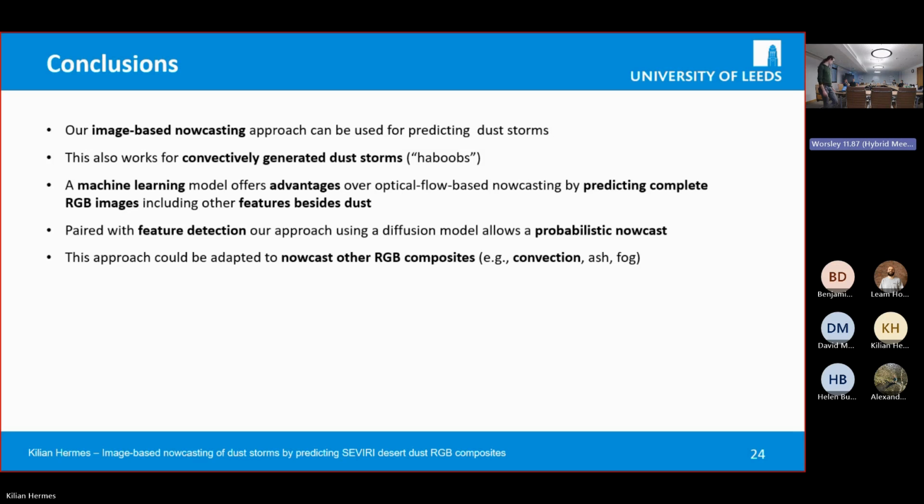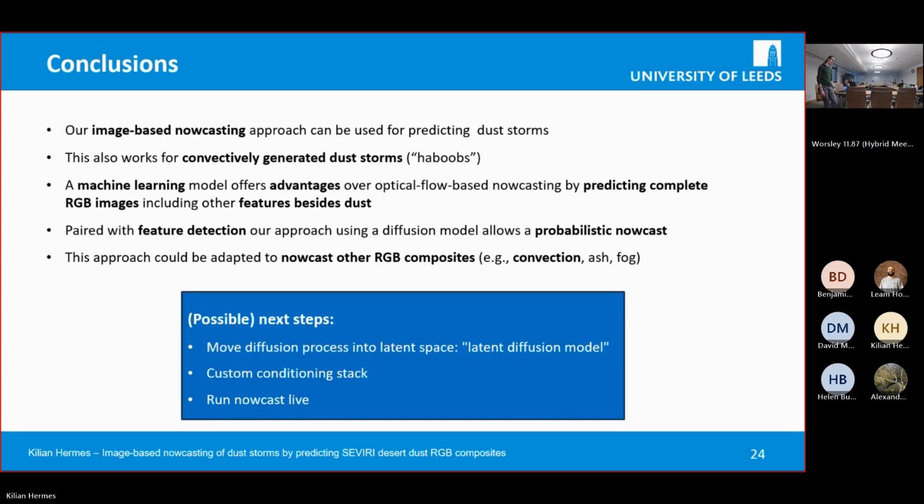And pairing that with feature detection allows us to generate a probabilistic nowcast. This has not extensively been evaluated yet, but it's definitely something one could still look into. Also considering that this approach could be used for nowcasting other composites, most notably that would be the convection composite, possibly also for ash, and a few next steps. What would be the obvious things to continue here with.